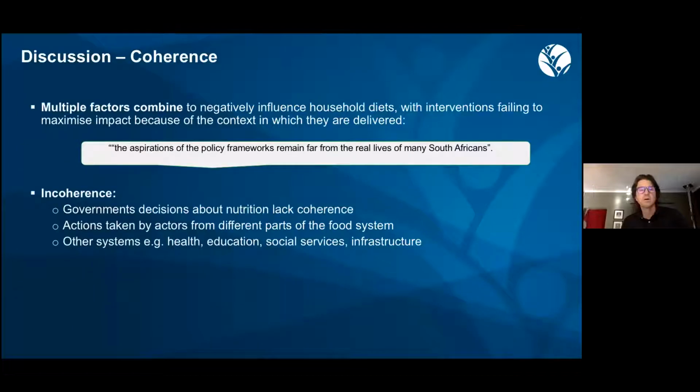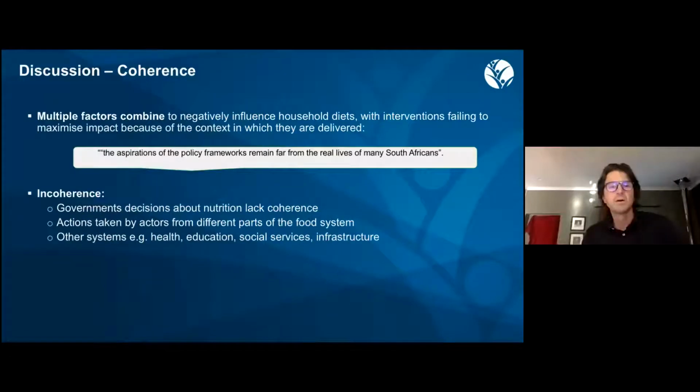The finding here is that the policy frameworks, although well-intended, remain very far from the real lives of many South Africans. And we focus particularly on this issue of incoherence, and essentially decisions that maybe are made by the Department of Trade and Industry in order to bring in direct investment contradicts an argument about healthy diets or what food people should be eating. And certainly you would see an agricultural minister perhaps making a decision about a drive in a particular place that then contradicts what the health department wants to do.